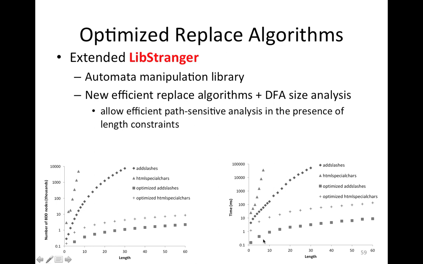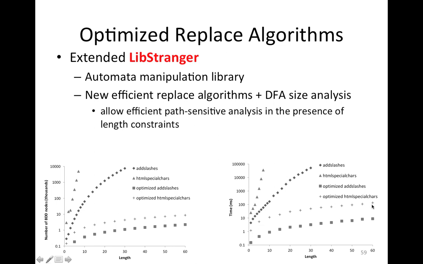As you see, this is a log scale graph, and the general replace is even exponential on the log scale graph. So it's kind of double exponential. The reason is that there is lots of automata determinization. To determinize an automata, converting it from an NFA to a DFA, non-deterministic to deterministic, is an exponential algorithm. And the general replace algorithm does multiple steps of determinization.